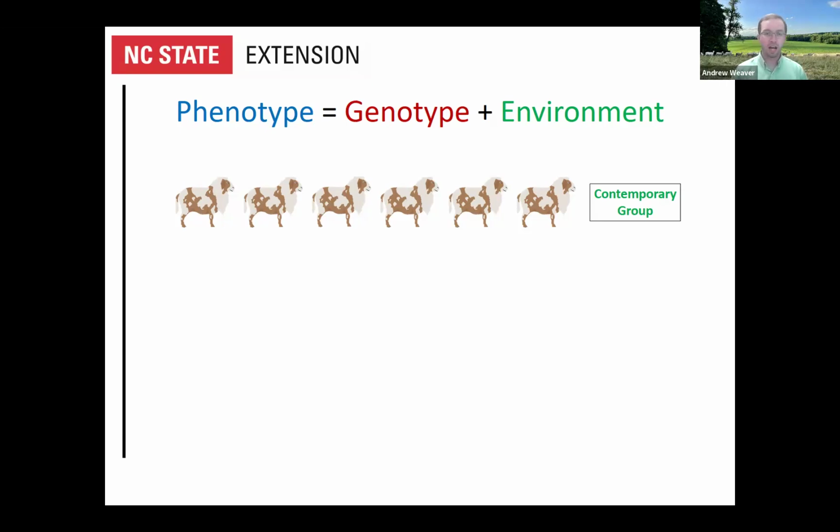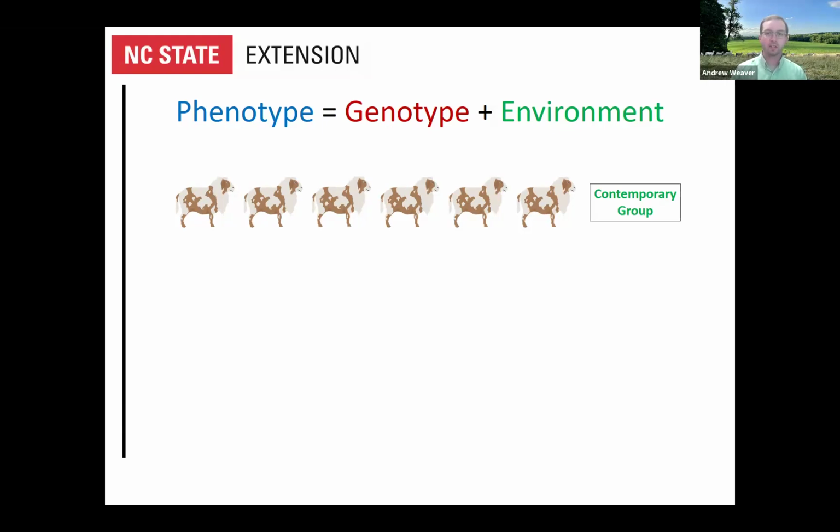On contemporary groups, we could have a whole lecture, probably spend an hour or more talking about contemporary group structure and how we have good contemporary groups. But ultimately, a contemporary group is just a group of animals that are provided with the same opportunity, the same environment to perform in.